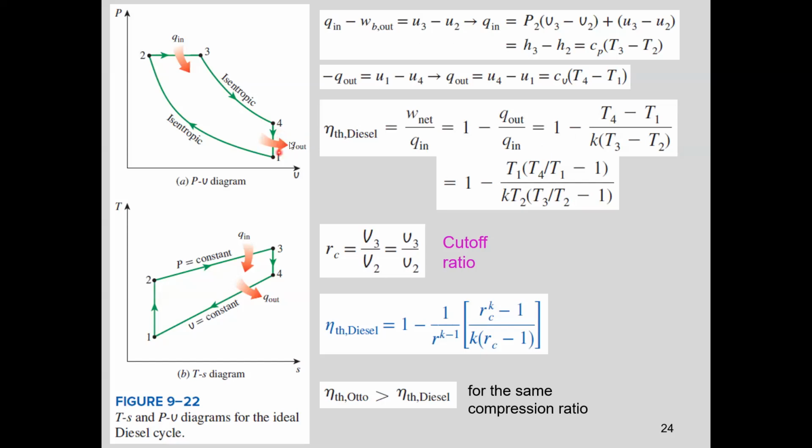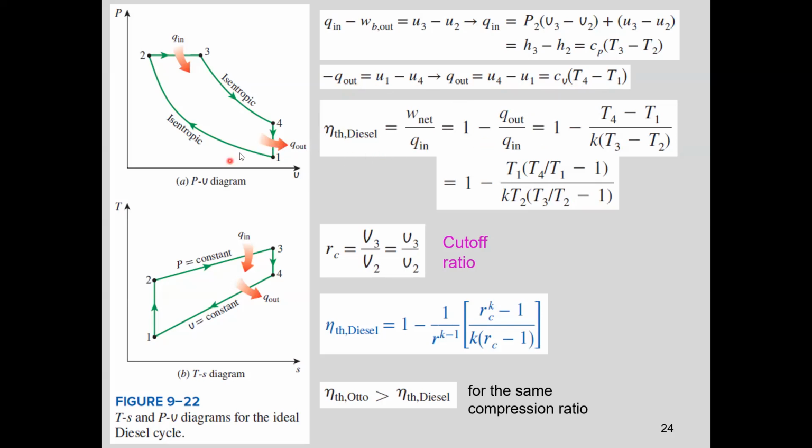For process 4-1, heat rejection process, heat output is equal to U4 minus U1. If you use constant specific heat assumption, delta U can be represented by Cv delta T, which is given here. Of course, there is no boundary work here, so we don't have this term here.